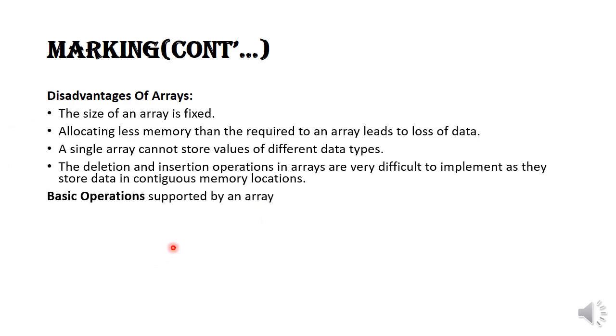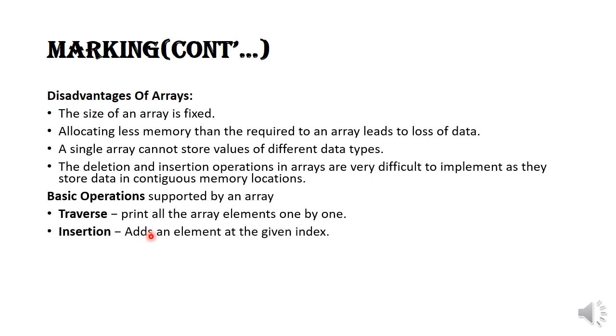We also have basic operations supported by arrays, like traverse. Traversing an array means printing all array elements one by one. Remember that to access array elements, we must use indices. As we have the size of an array, indices vary from 0 to size minus 1. So we can traverse, or print, array elements one by one.